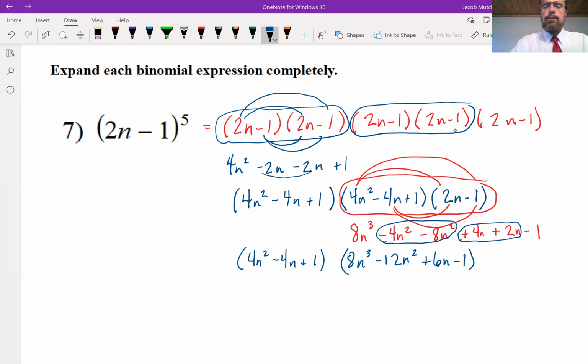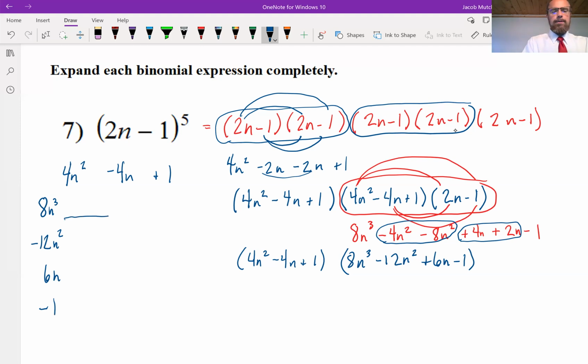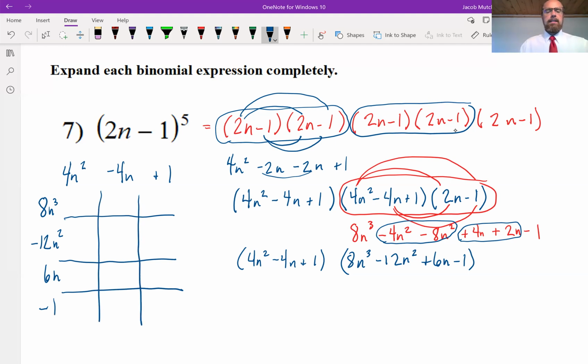Let's set that up as a chart like we did previously. So I'll take that first trinomial, 4n squared, we'll give this a row, minus 4n plus 1. And then we'll put the 4-term polynomial, the cubic, 8n cubed minus 12n squared plus 6n minus 1. And again, the chart will help us to organize like terms, and it makes sure we actually do all the products that we need to do. So I'll just create our tic-tac-toe table there. And let's multiply.